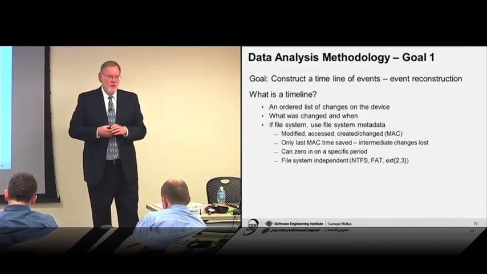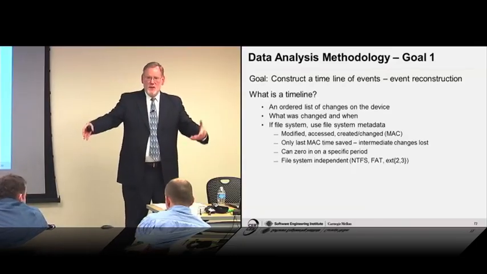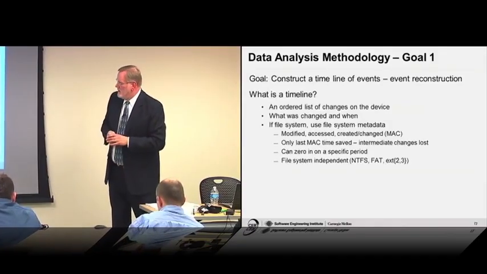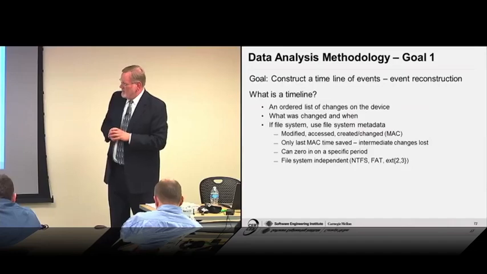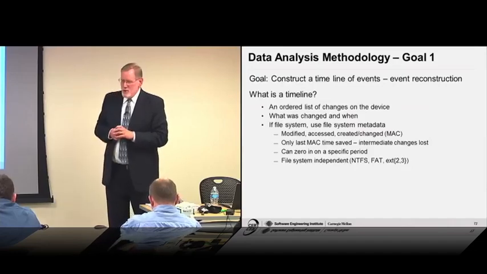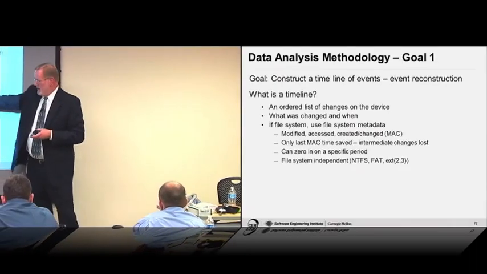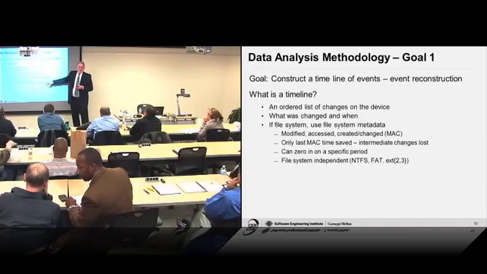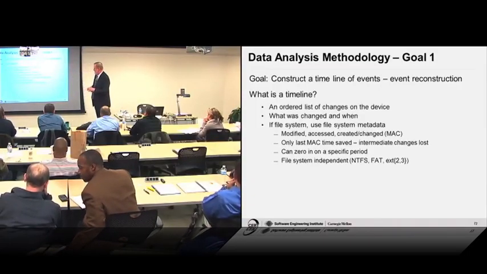So in the process of doing, as I've said many times so far, in the process of doing that analysis, you're building a story. The story is keyed on a timeline. A timeline is an ordered list of changes on the device when things happen, and you can use this kind of information. For example, modified, access and create time of files. Only the last MAC time is saved, so you can't see intermediate changes. You only see the last time stamp.